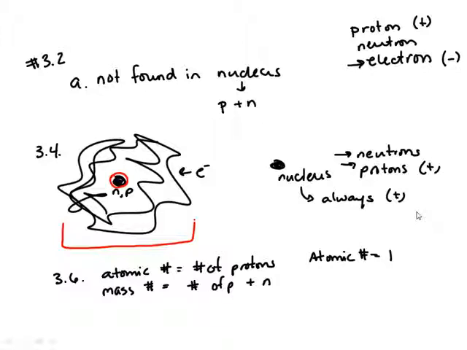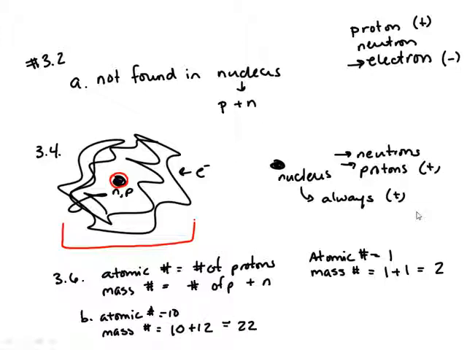Its mass number equals the number of protons plus the neutrons, so that would be 1 proton plus 1 neutron, so the mass number is 2. In B, we have 10 protons, 12 neutrons, and 10 electrons. So my atomic number equals 10, and my mass number equals my number of protons again, which was 10. That's why that was the atomic number, and my number of neutrons added to it. So 10 plus 12 gives me 22. And since C and D are pretty much along the same lines, I'll let you look at those some more.